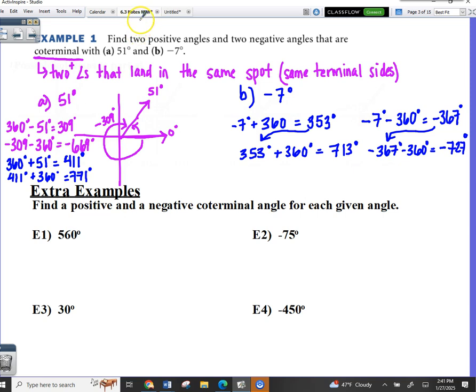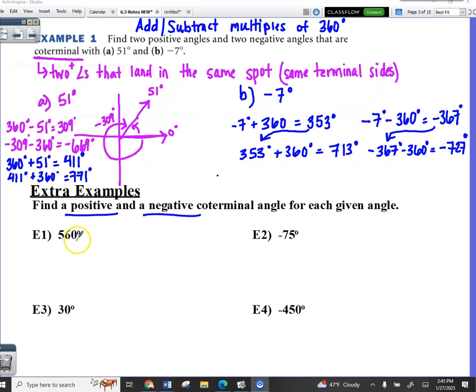So if you want to make a note to yourself, it's simply a matter of add and or subtract, depends on what they're asking for, multiples of 360. And when we say multiples, we mean you may add it once, you may add it twice. You may subtract it once, you may subtract it twice. So come down here, and I don't want you to find 2 of each. Just give me a positive and a negative for each of them.